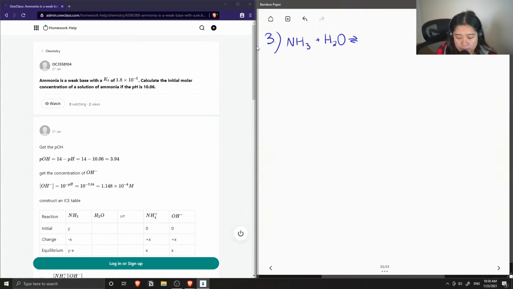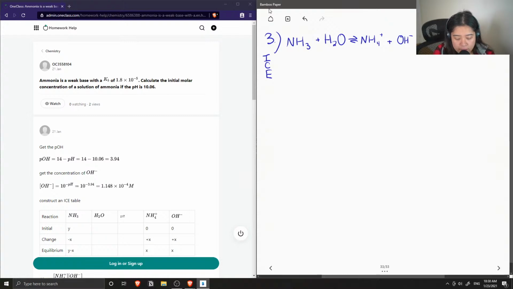So the ammonia is a base, so it will accept one of the protons from water and become NH4+, which is the ammonium ion. And then our water just lost a proton, so now it becomes OH-. So now we can construct an ICE table for this reaction.